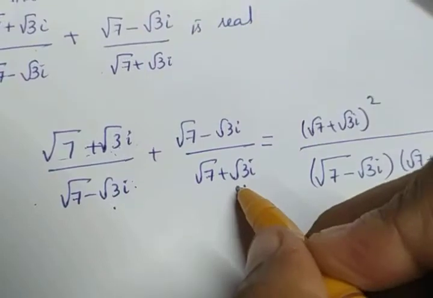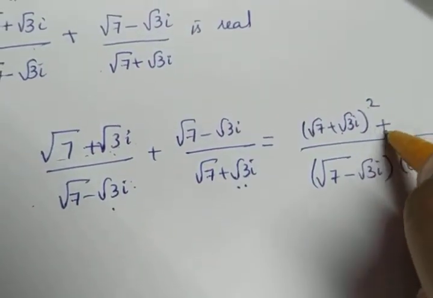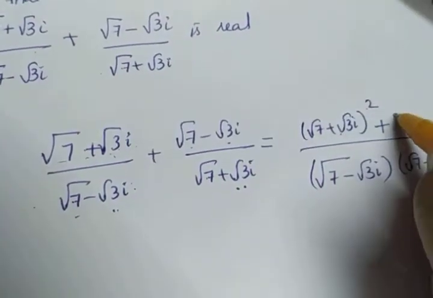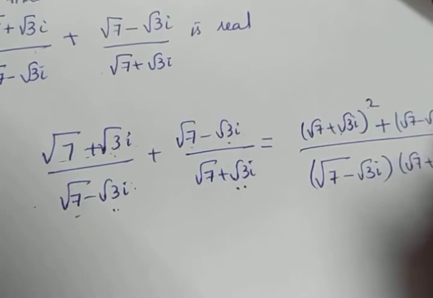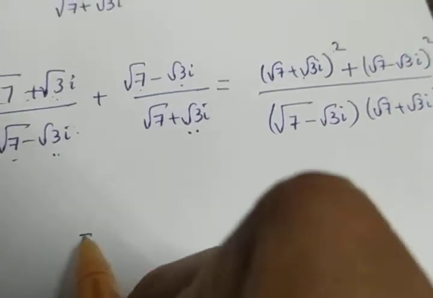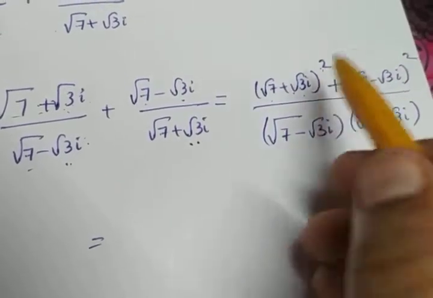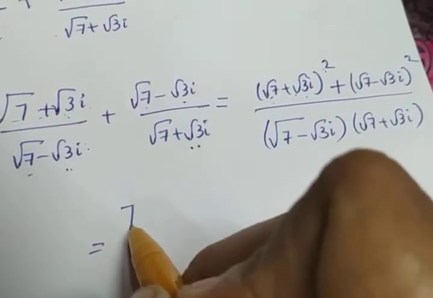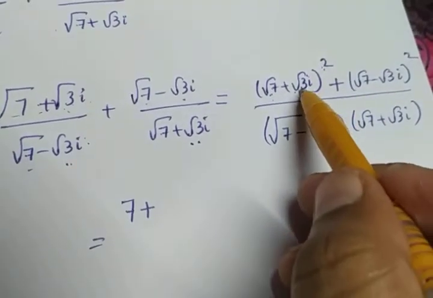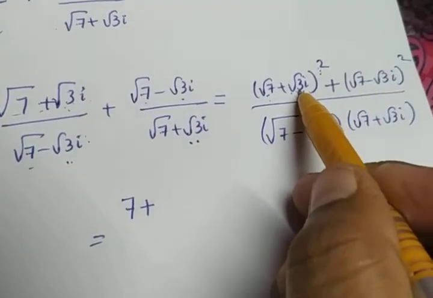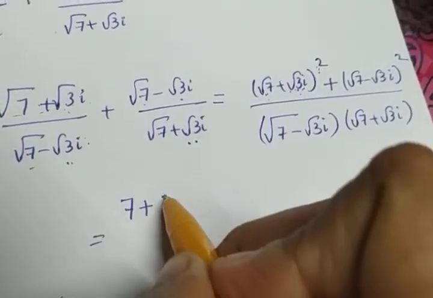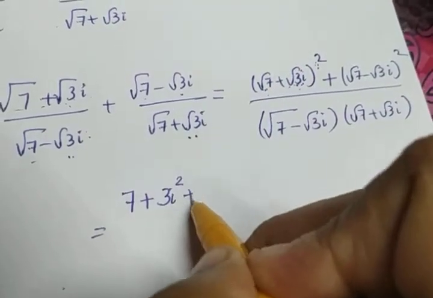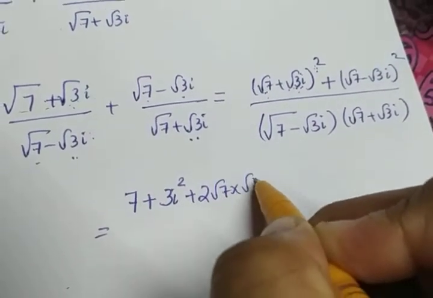This term into the same term gives you the term square. Same way, plus here also (√7 − √3i) into (√7 − √3i) again gives you (√7 − √3i) the whole square. This is of the form (z1 + z2) the whole square. So expanding, I get z1 square, that is √7 square, which is 7, plus z2 square. z2 square is (√3i) the whole square. √3 square is 3 and i square is i square. Plus 2 into √7 into √3i.